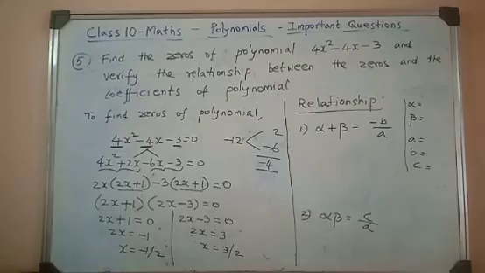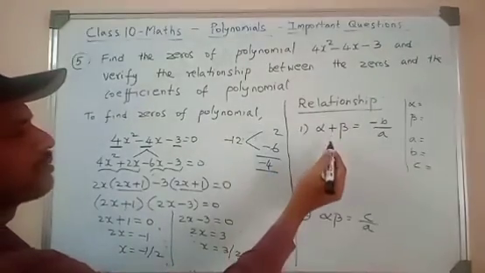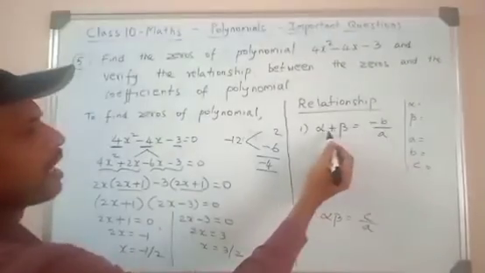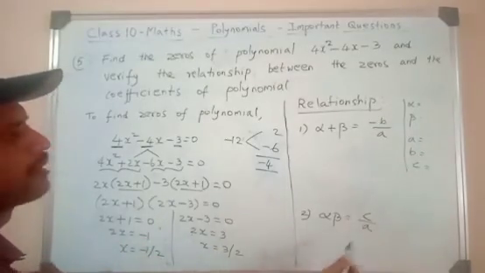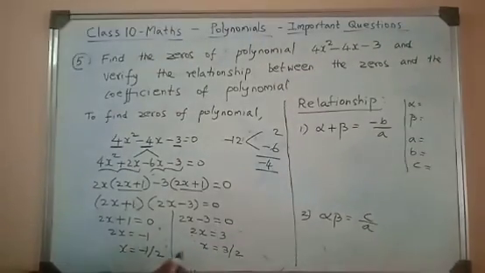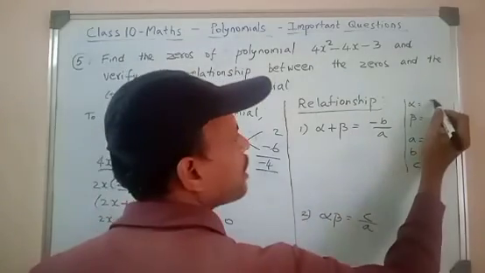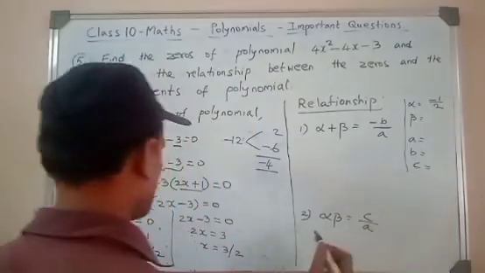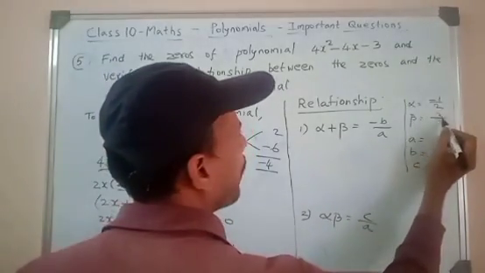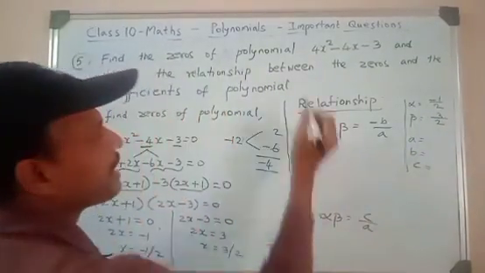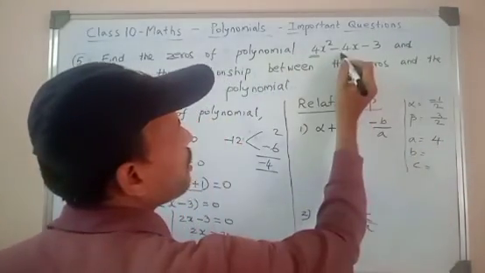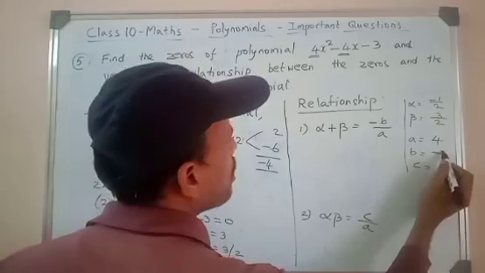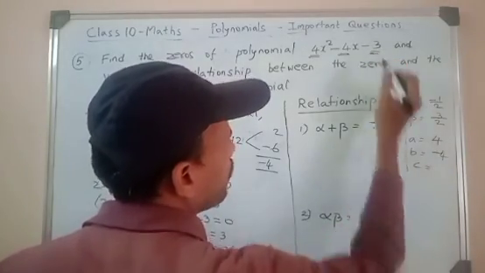So I have to verify the relationship. Relationship is nothing but sum of zeros, alpha plus beta, is equal to minus b by a. Product of zeros, alpha into beta, equal to c by a. So here alpha and beta are nothing but the zeros obtained, minus 1 by 2 and 3 by 2. So alpha is minus 1 by 2, beta is 3 by 2. And then what is a, b, c? A is coefficient of x square, 4, b is coefficient of x, minus 4, c is constant term, minus 3.